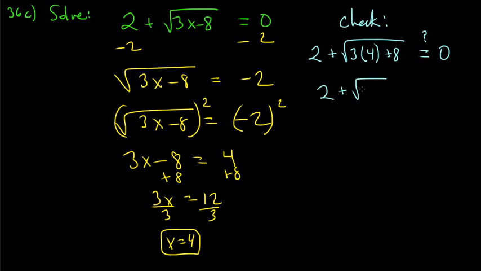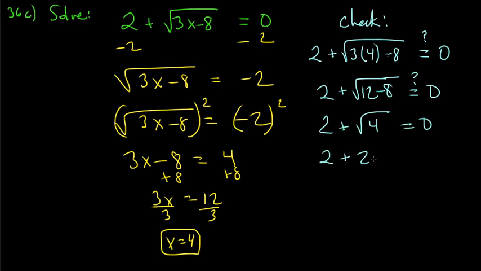So 3 times 4 is 12. And 12, oh, I'm sorry, it's 12 minus 8, not 12 plus 8. Yeah. Okay, yep, so 12 minus 8 is 4, and the square root of 4 is 2, and 2 plus 2 is definitely not 0. Right? So yeah, so x equals 4 is wrong.